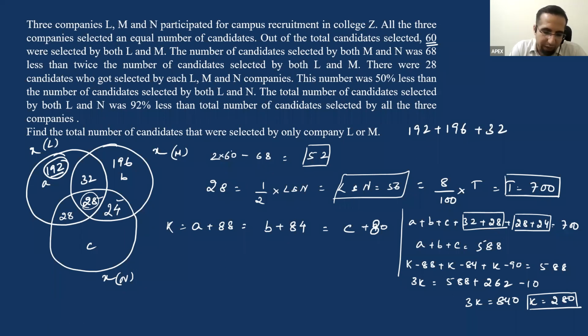So 190 plus 190 gives me 380. 380 plus 8 will give me 388. 388 plus 32 will give you 420. So 420 becomes your final answer. Clear, guys? So apart from calculation, nothing else is a trouble. So that should be your final answer: 420. A 3-set Venn diagram, a straightforward question. It should not have taken too much time.